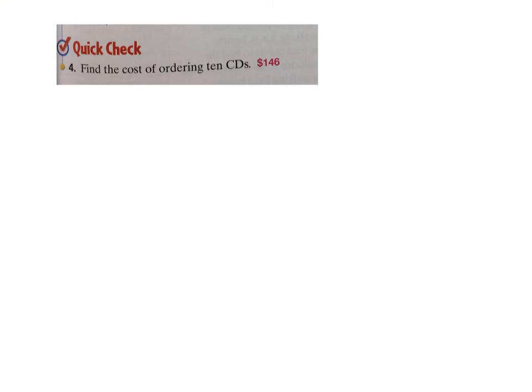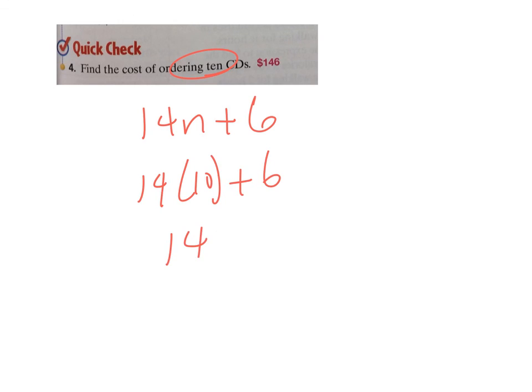So if you remember, our expression in the last one was 14N plus 6, again, where N is the number of CDs. So it wants to know about ordering 10 CDs. 14 times 10 plus 6. So it's 140 plus 6, which is $146.